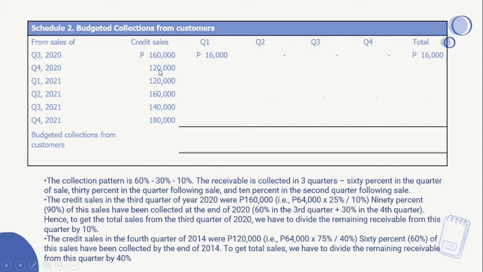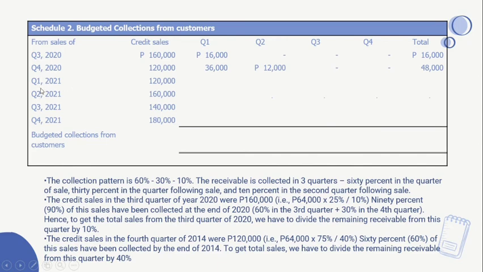So, usagan ito atong collection pattern kani 60, 30, 10. So, na-collected naman yung 60 pag last year. So, 120 times 30% ang makolect for quarter 1, which is 36,000. Unya, for quarter 2, 120 times 10% is 12,000.